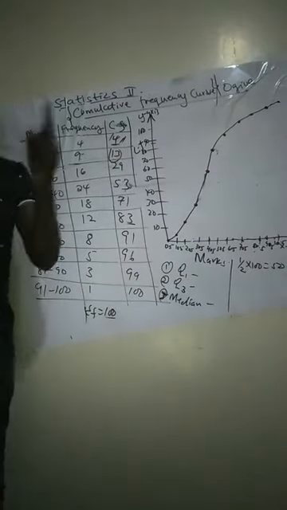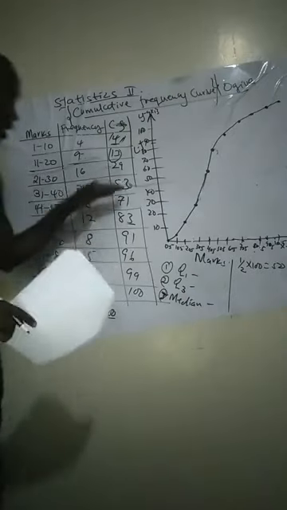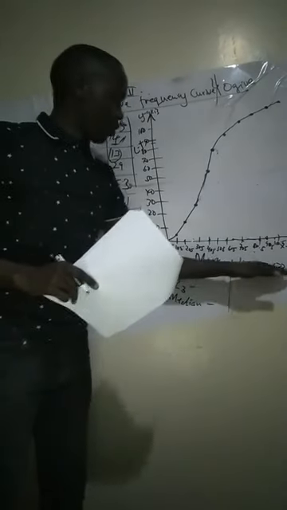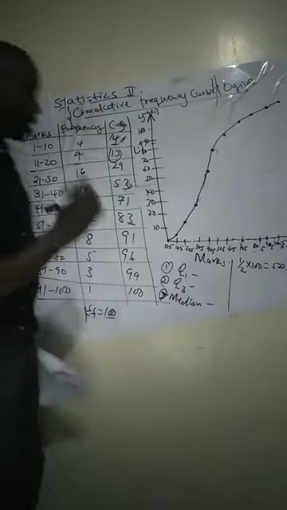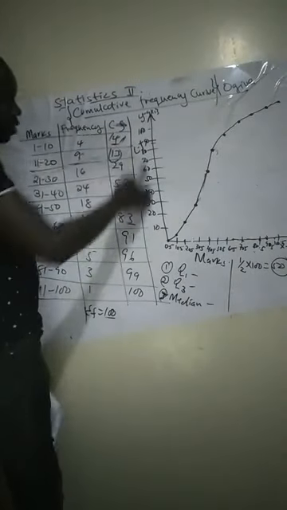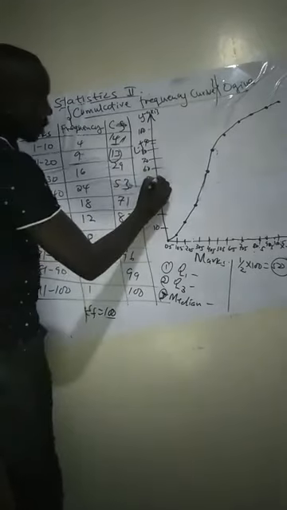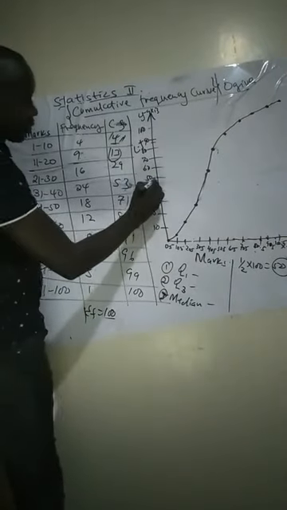Now you will not come back and identify the median class. Having the value 50, using a cumulative frequency curve, you come to the cumulative frequency column, which is the y-axis, and mark 50. So you've identified 50 is here.